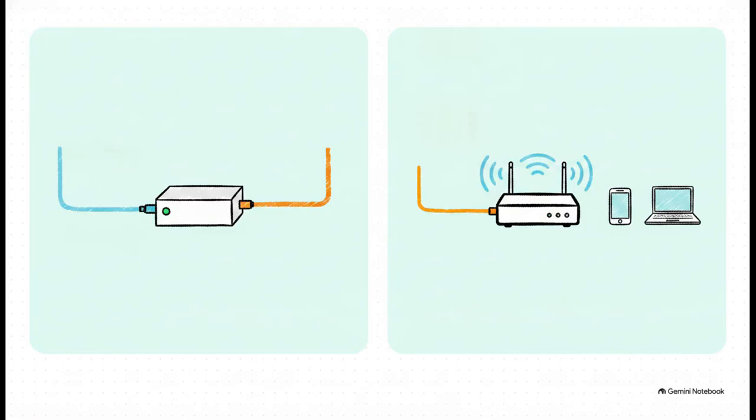Now, a lot of folks get the ONT and the router mixed up, but they handle very different tasks. The ONT is your physical bridge to the global optical fiber network outside. Your router, which plugs into the ONT, is the boss of your local network inside.